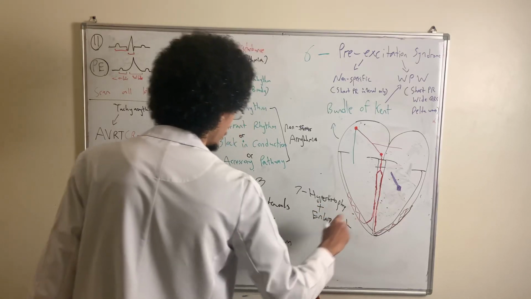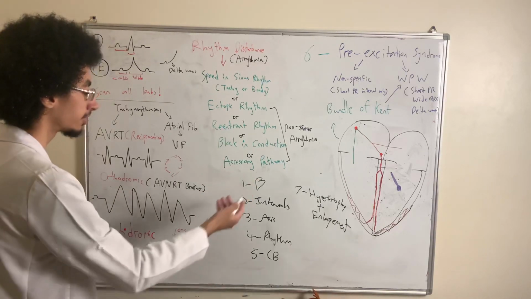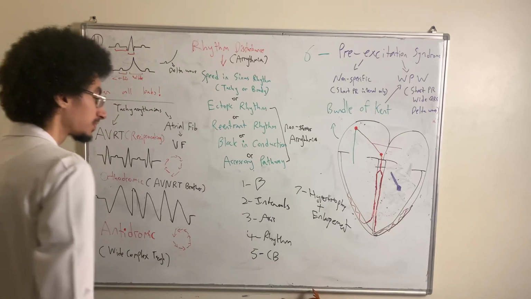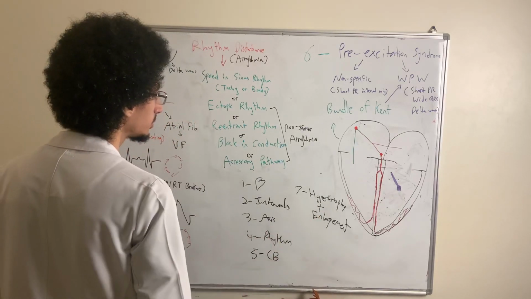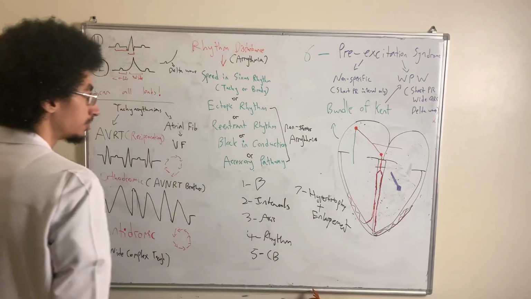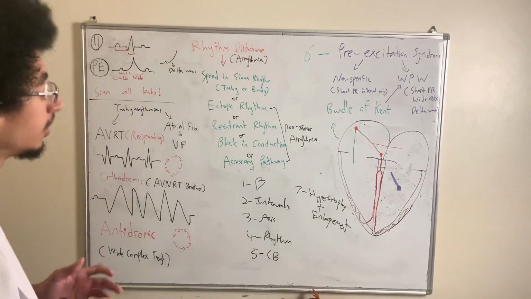So far, we have a total of 7 steps. Assess the heart rate, the interval, the axis, the rhythm, the conduction block, and then the hypertrophy and enlargement. And of course, in between step number 5 and 7, you have step number 6, which you must search for pre-excitation syndrome. So that's what we're going to be talking about in this video.